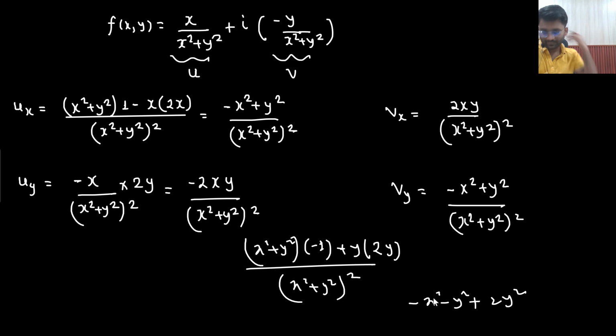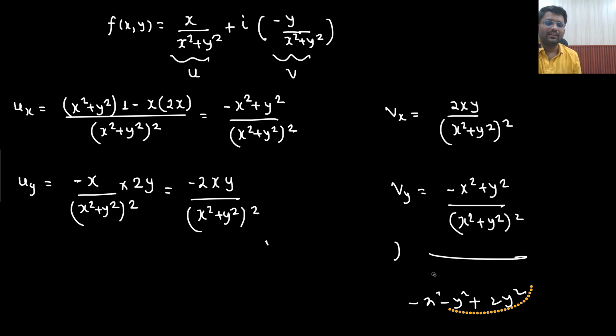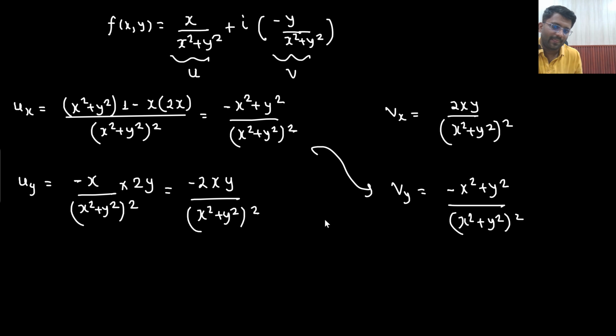So y square minus x square divided by x square plus y square whole square. So same answer you will get. So here what you can see, irrespective of the values of x and y, they are same. This is also same, and this is having a negative sign difference. That means ux would be equal to vy, and uy will be equal to minus vx.